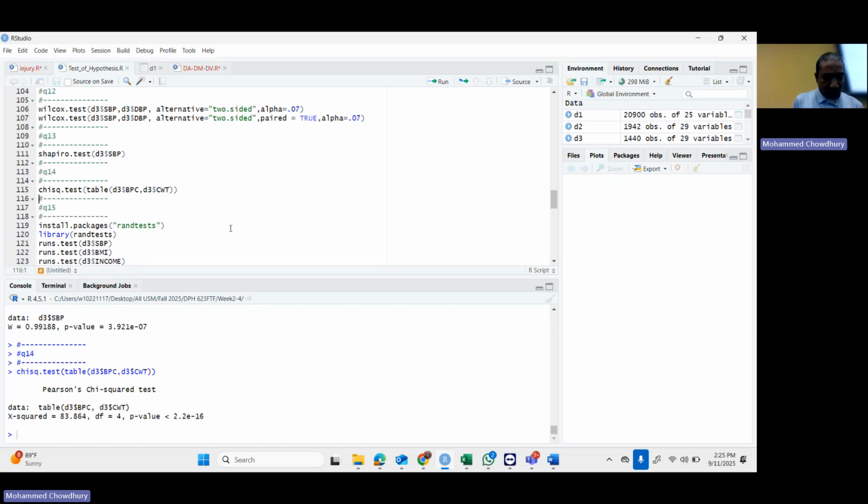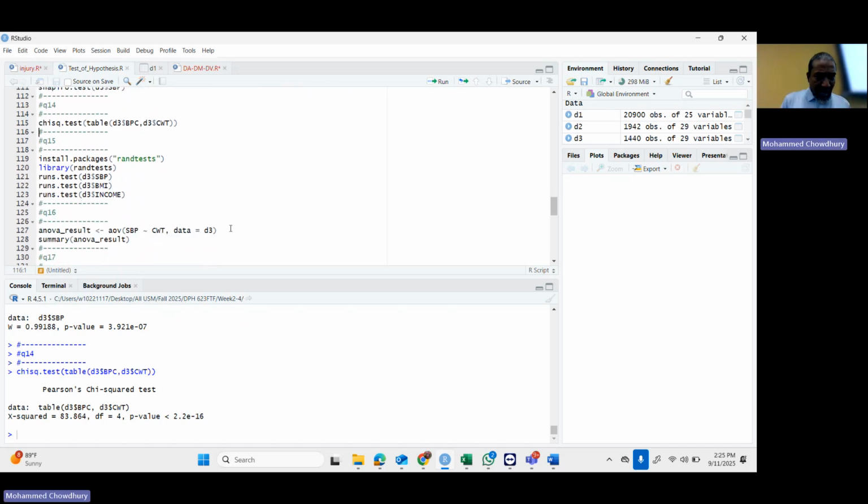After running this, we got a p-value less than 0.5. We reject the null hypothesis. What is the null hypothesis? The null hypothesis is that the weight category variable and the blood pressure category variable, these two variables, are independent, and that null hypothesis is rejected because the p-value is less than 0.5.